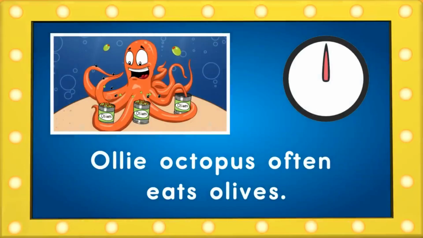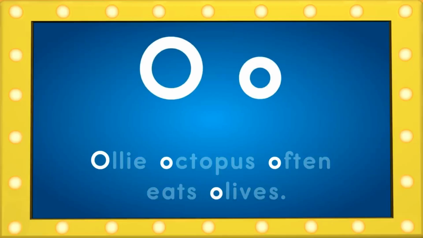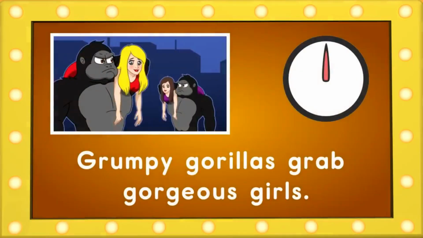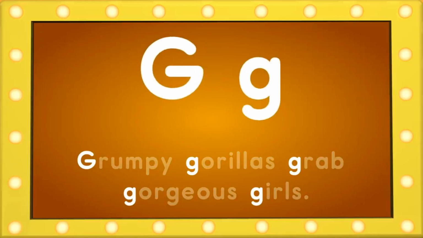Ollie Octopus often eats olives. The answer is O. Grumpy gorillas grab gorgeous girls. The answer is G.